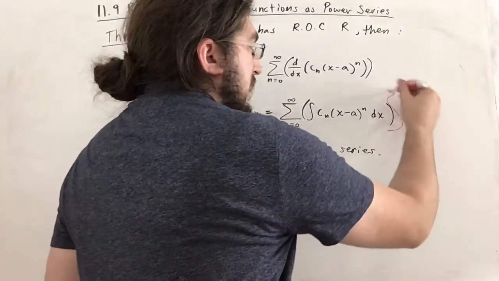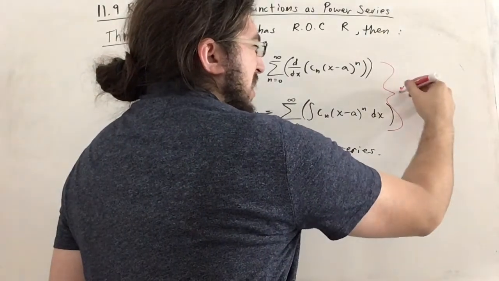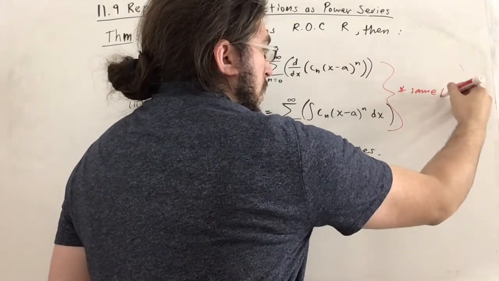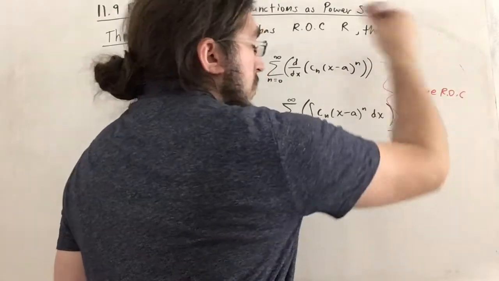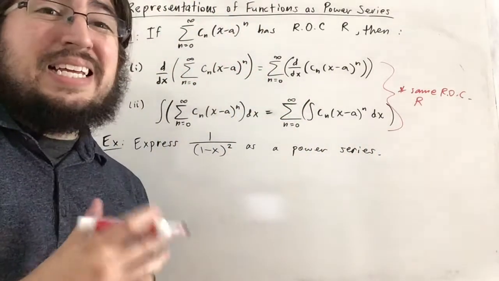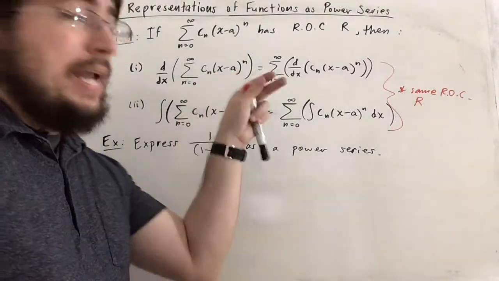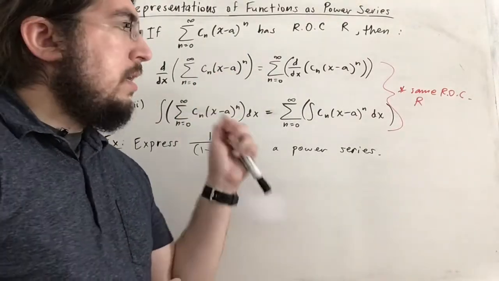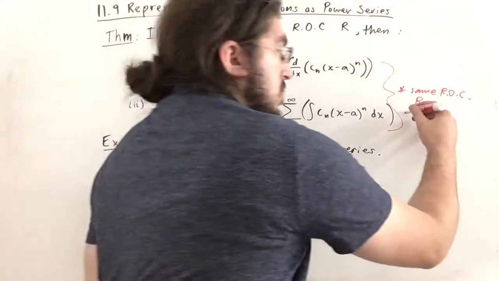Now, something to keep in mind here that I didn't write, I probably should have, is that both of these have the same radius r. So let me say same radius of convergence as the original power series, which is r. The only issue is that they may not still be convergent at x equals r, well, for the endpoints, really. So we still need to check the endpoints here.